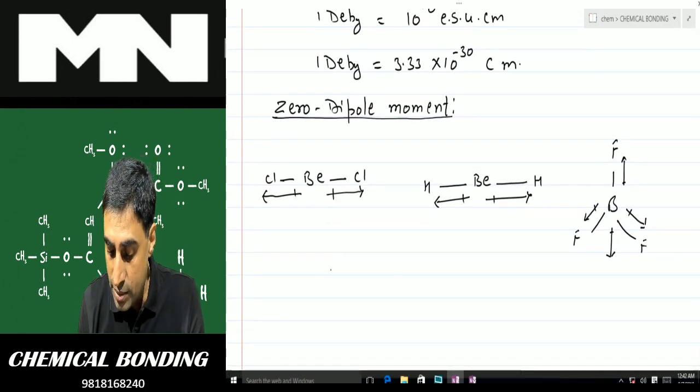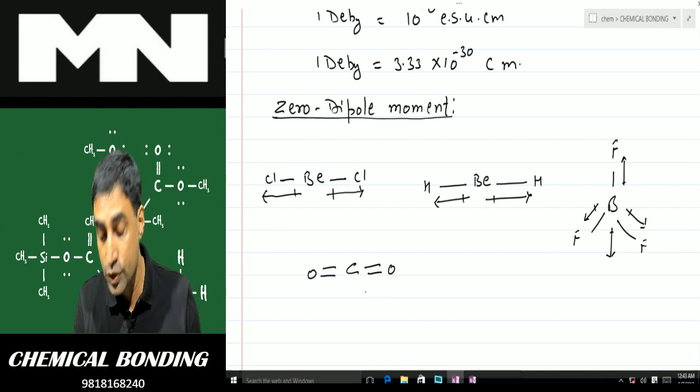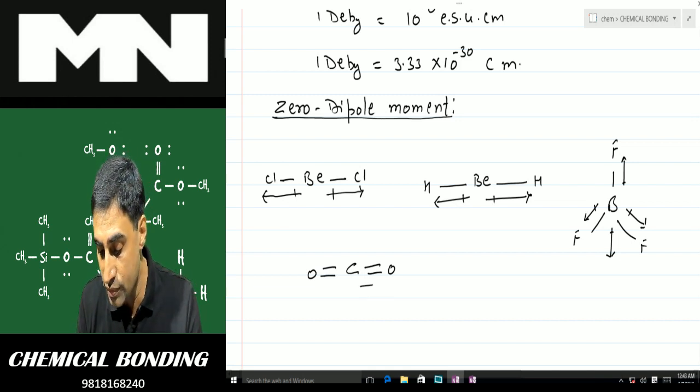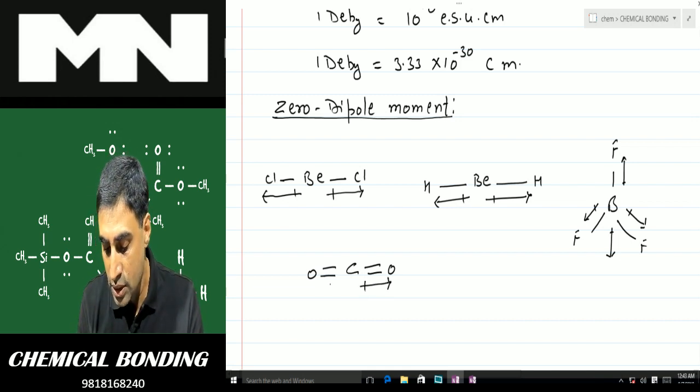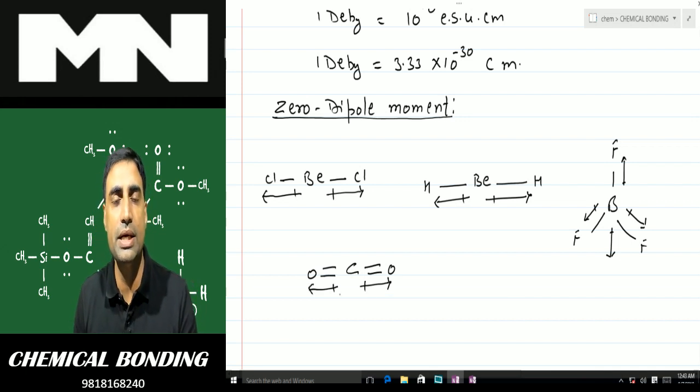Likewise, we can have carbon dioxide molecule also. CO2 is like this. Oxygen is more electronegative. So carbon oxygen bond will have a dipole like this. And here the dipole like this. Well, students, I am representing a dipole moment by an arrow, where the head of the arrow indicates the negative terminal and the tail indicates the positive terminal.